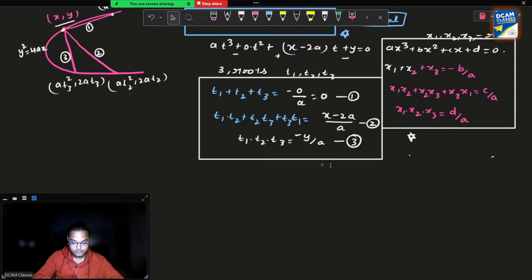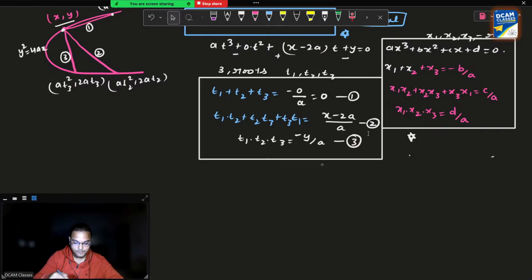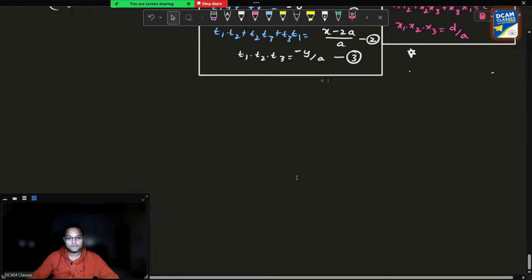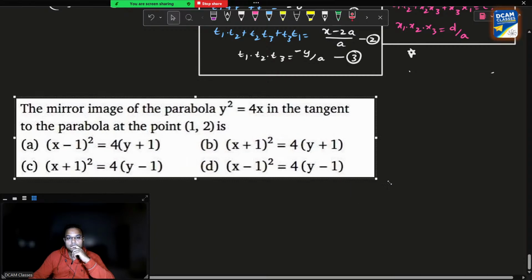Acha, try to solve this question. Similar kind of questions I have given earlier that you found somewhat difficult. Try solving it.